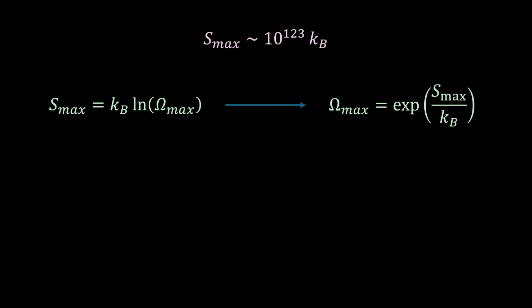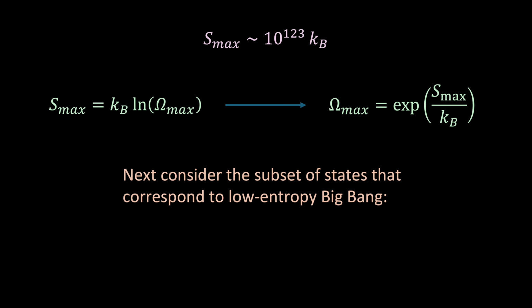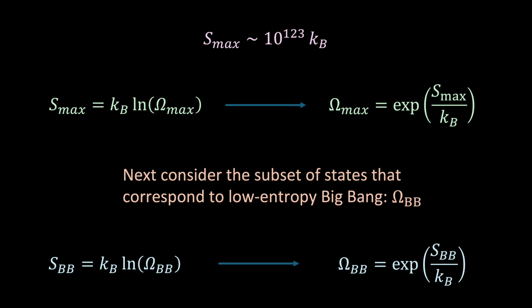If the maximum entropy available is of order 10 to the power of 123 times Boltzmann's constant, then Boltzmann's entropy equation can be rearranged to estimate the corresponding number of compatible microstates. Next, consider the subset of states that correspond to the low entropy, smooth, gravitationally unclumped early phase of our universe at the Big Bang, and call the number of those states omega BB. Again, using Boltzmann's entropy equation and rearranging, we can estimate the number of microstates corresponding to the low entropy Big Bang macrostate.